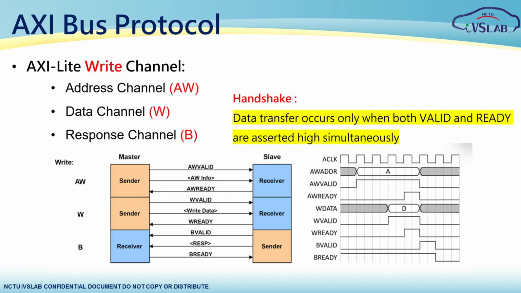At this point, please commit one critical rule to memory. A data transaction is successfully executed only at the clock rising edge where both valid and ready are simultaneously high. This is the absolute essence of the AXI handshake.